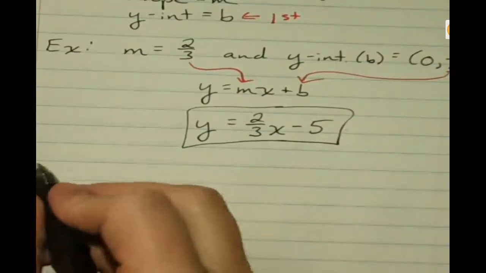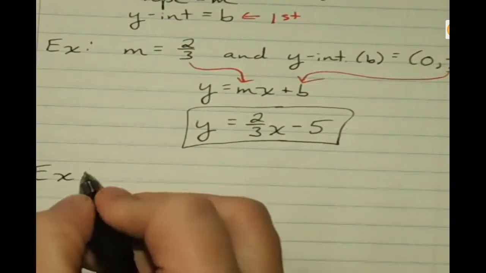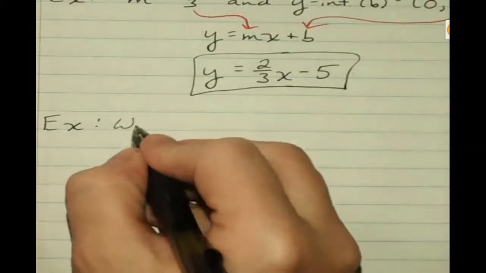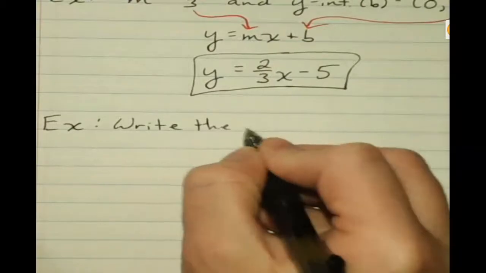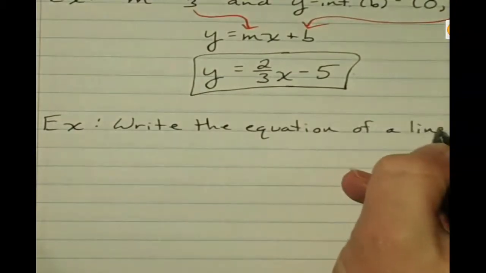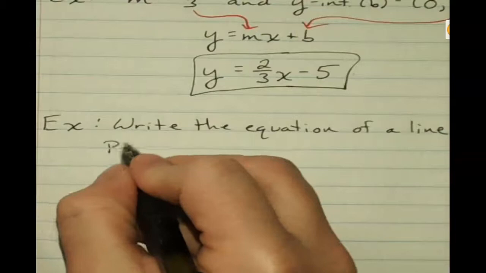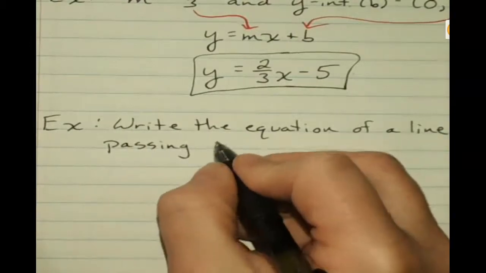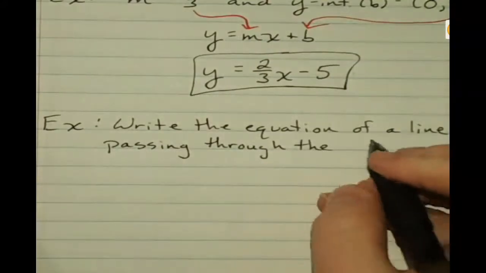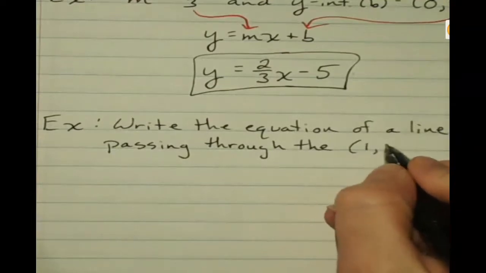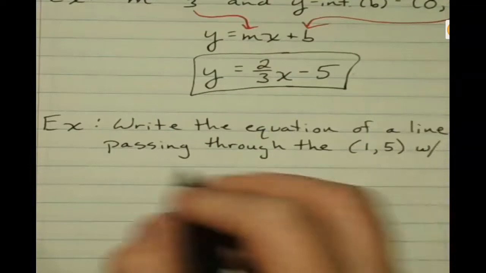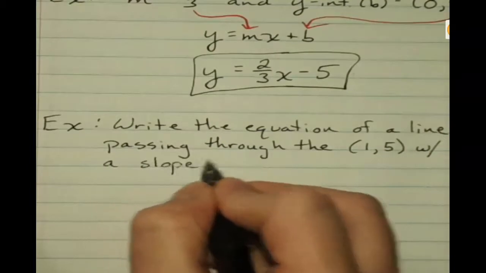Let's do another one, a little more in depth. Let's say write the equation of a line passing through the point (1, 5) with a slope of 3.